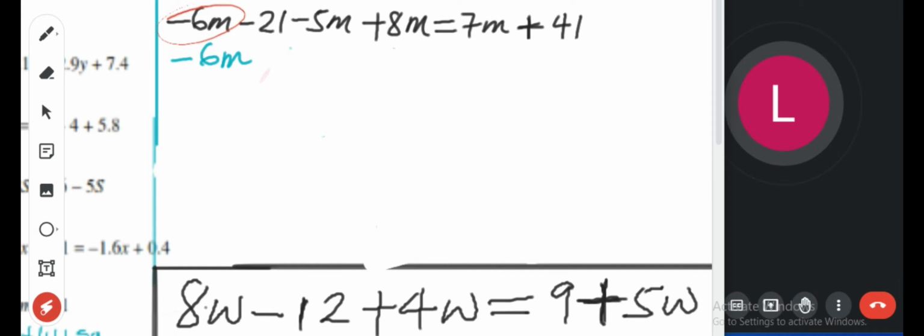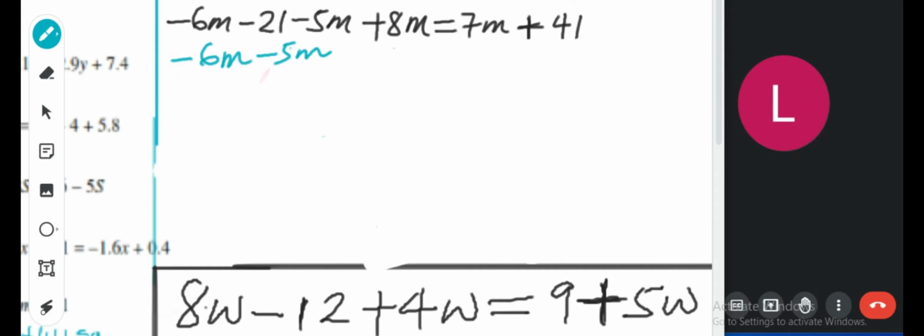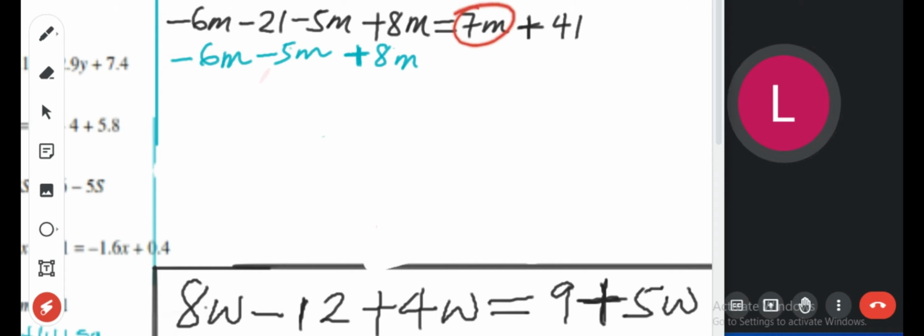Minus 6m is on the left hand side, and we're still writing it on the left hand side, so it doesn't change its sign. It still becomes minus 6m. Then followed by minus 5m, still on the left hand side, so it doesn't change its sign. Followed by plus 8m, still on the left hand side, so it doesn't change its sign. And the next thing we need to do is bring 7m over to the left hand side, and it is on the right hand side, so we need to carry it over. It has a plus. When it crosses over, it becomes a minus, so it becomes minus 7m.